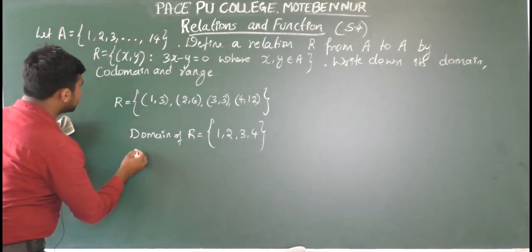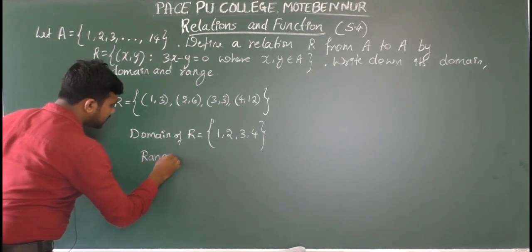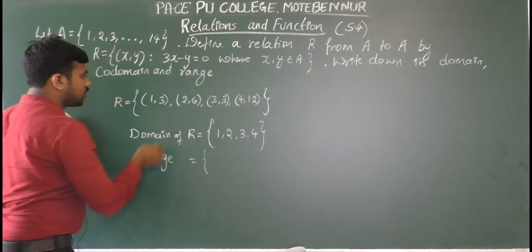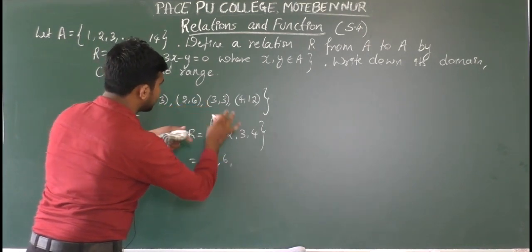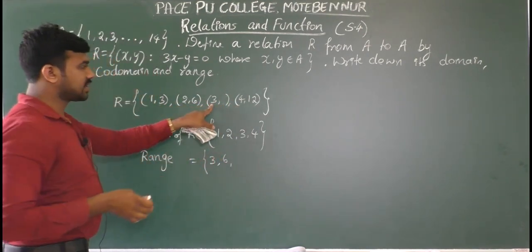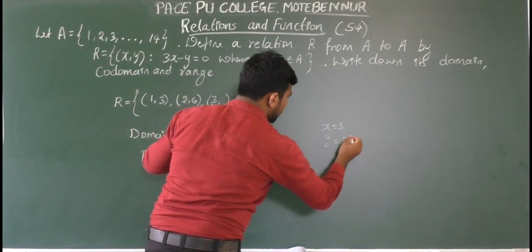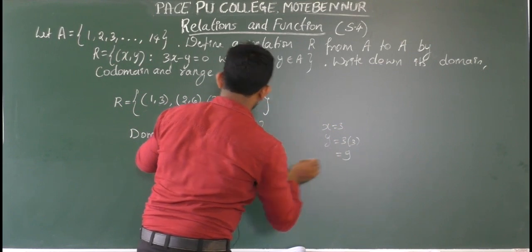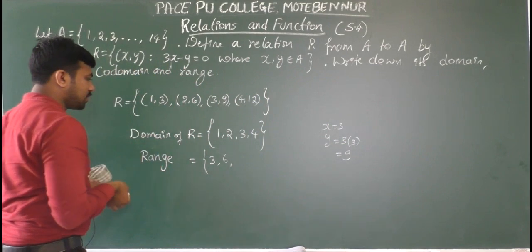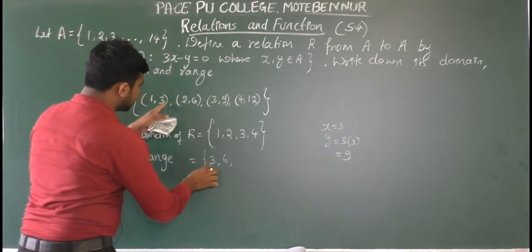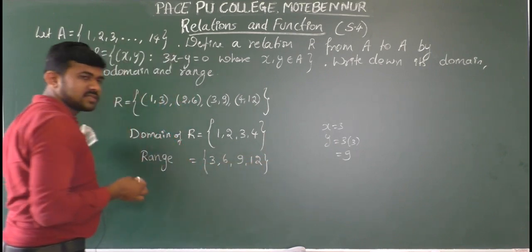What is the range? Range is nothing but the set of all second components of the ordered pairs, that is 3, 6, 3, 6. Okay, here it is wrong, because if you take x is 3, what will you get for y? 3 into 3, that is equal to 9. So correct it: 3 related to 9, sorry, rewrite properly. So here 3, 6, 9, next 12. So this is the range.